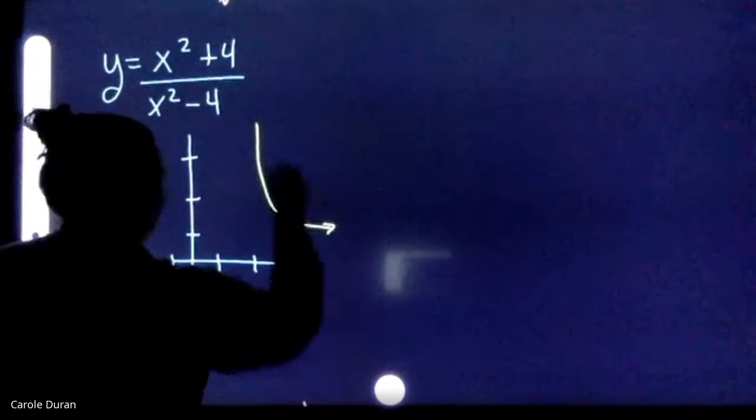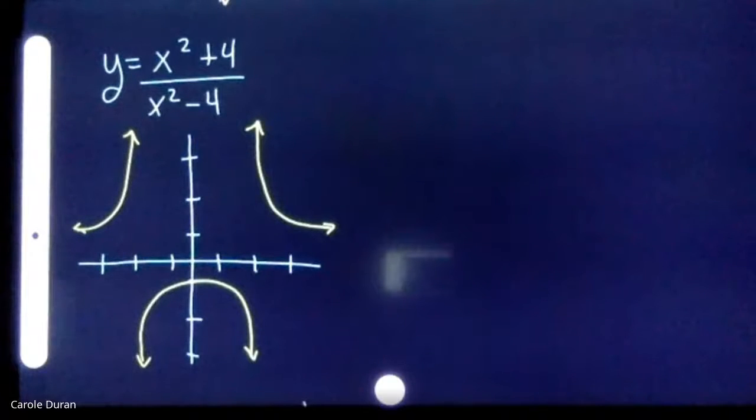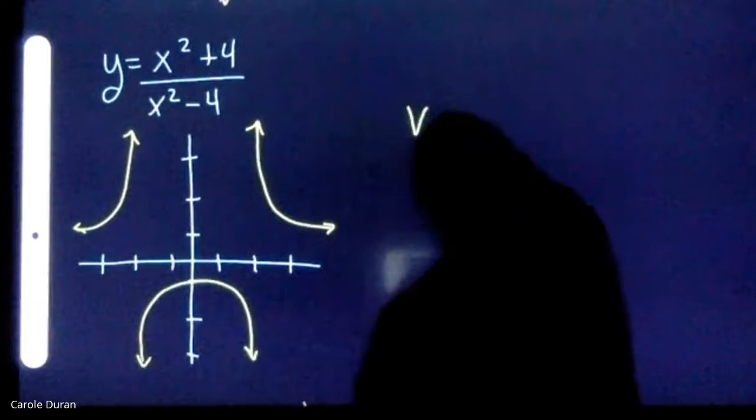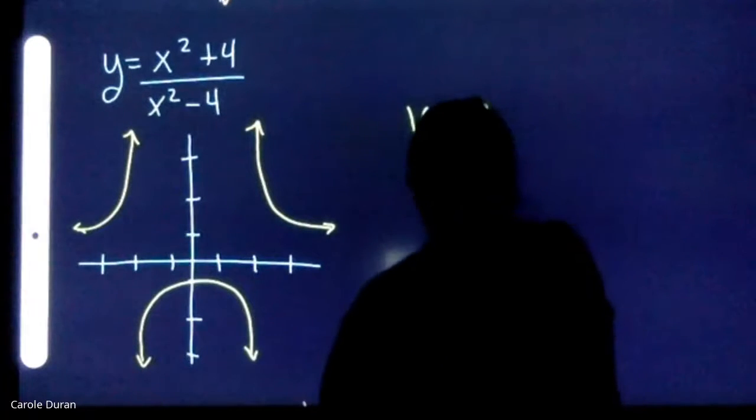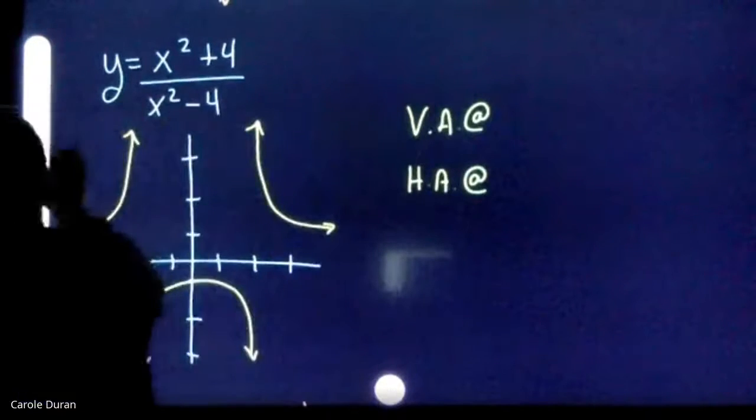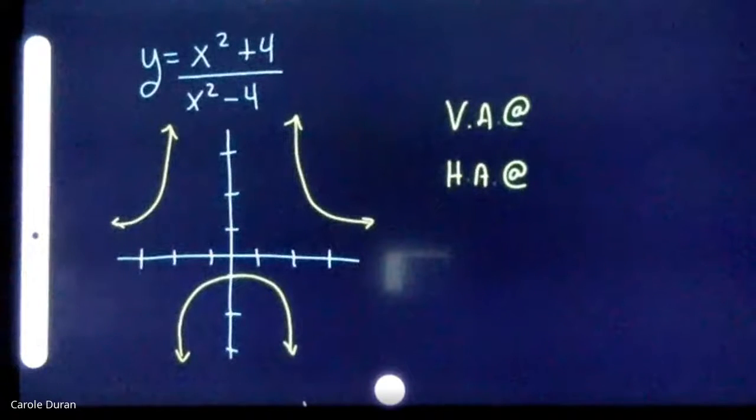I'm going to make it a little different for you this time. Okay, so here is your graph. I would like you to identify any and all vertical asymptotes and any and all horizontal asymptotes. Move it over so you can see it a little bit better. And I'll give you guys a minute to do that.